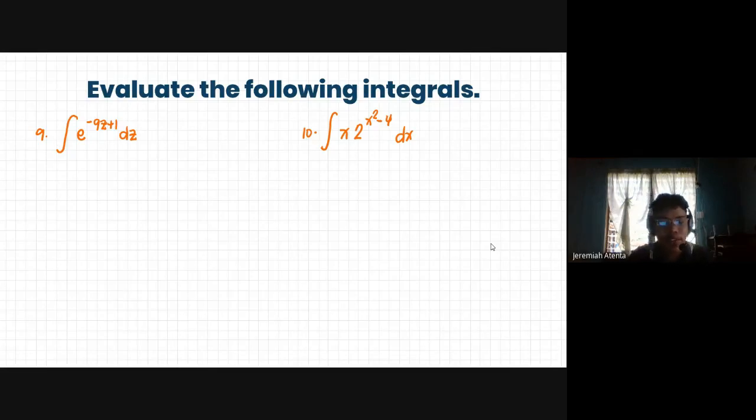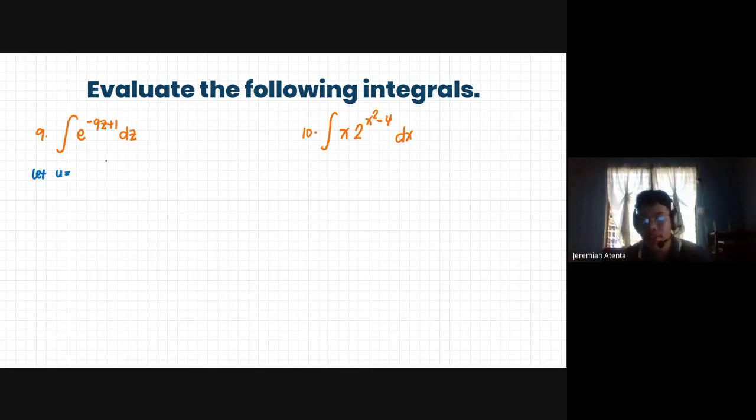Okay. So we have the integral of e raised to negative 9z plus 1. What do we need to substitute? What expression are we going to let u? Sino dapat yung ile-let u natin for number 9? What do you think, guys? Negative 9z plus 1. Very good. So we have negative 9z plus 1 so that maging e raised to 1 variable na lang siya.